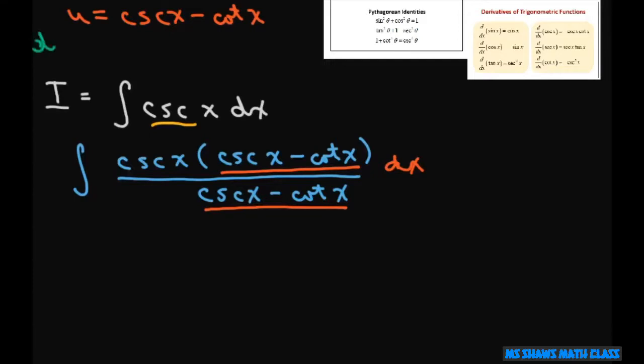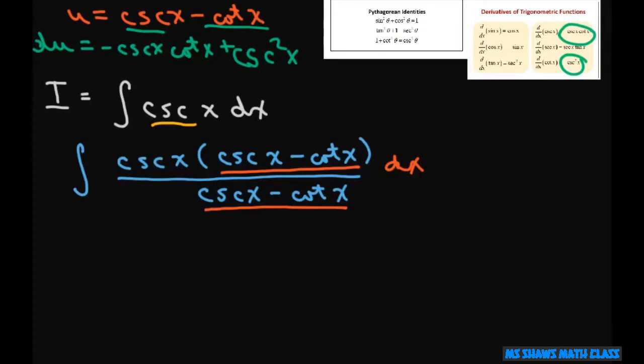Therefore, your derivative of u is going to be, for cosecant, negative cosecant x times cotan x. So write that down. And then the derivative of cotan of x is negative cosecant squared x. So two negatives make a positive. So that's going to be cosecant squared of x. Then we have our dx.